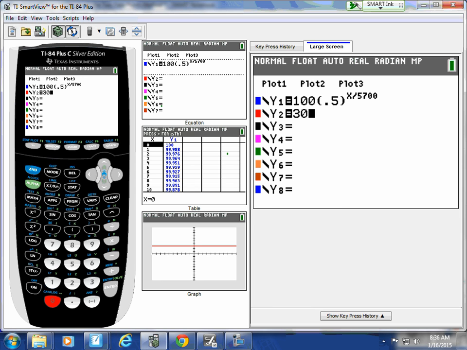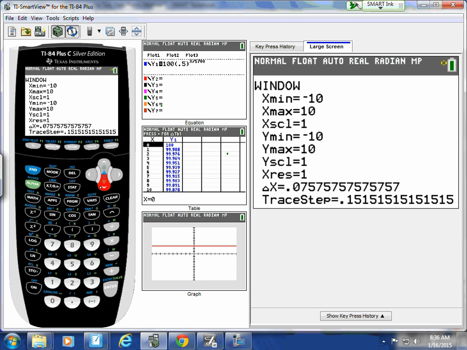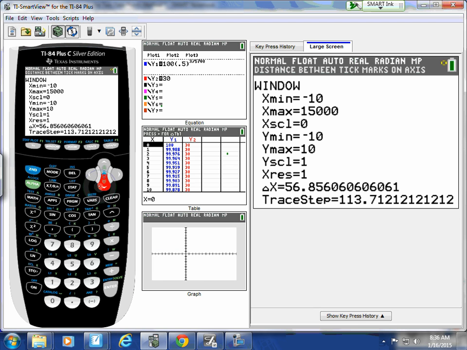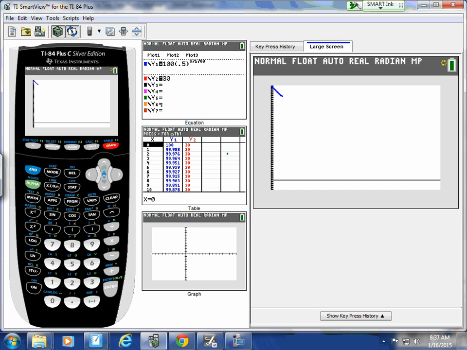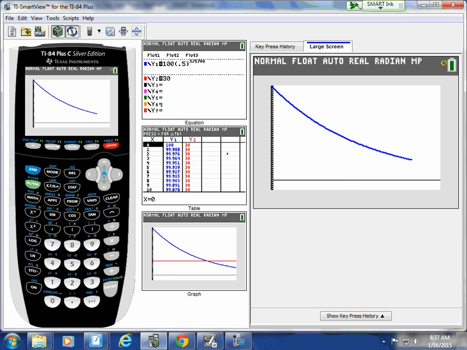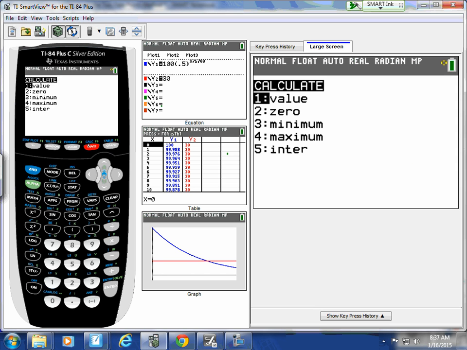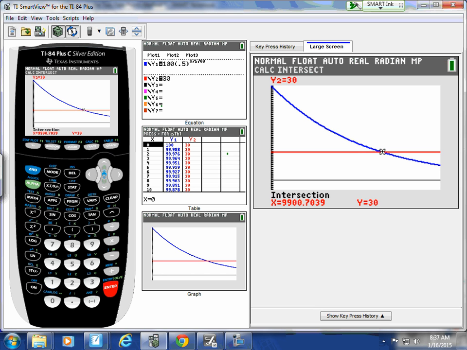Now it takes 5,700 years to get to 50%, and after another 5,700 years we'll be down to 25%. I'm only trying to get as low as 30%, so for my window, my x-coordinates are time. I'm just going to go out to 15,000 years. That is going to be sufficient. And my y-coordinates are the percentages. I don't have to go any higher than 100. And I can draw this graph. This is the decreasing exponential that tells you what percentage of the carbon-14 is going to be remaining at any given time. And if I intersect these, it turns out that it's 9,900.7039 years since that tree has died.